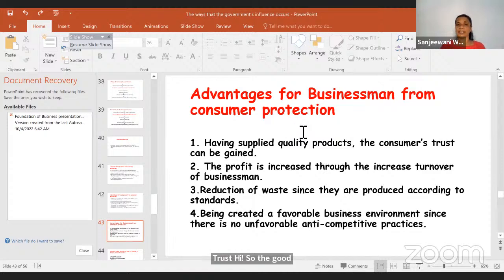Then profit will also increase, right? Turnover will increase. Then there is reduction of waste because you are producing according to the standards. And a favorable business environment will be created, since there are no unfavorable or anti-competitive practices. Okay, so these are the advantages for businessmen from consumer protection. So now you should know the advantages for consumers from consumer protection, and you need to know the advantages for businessmen from consumer protection.